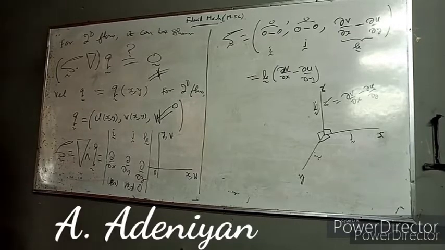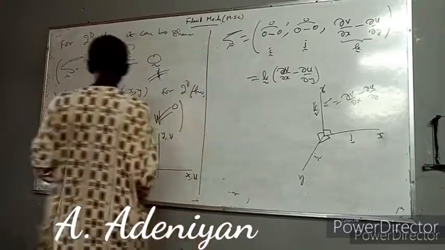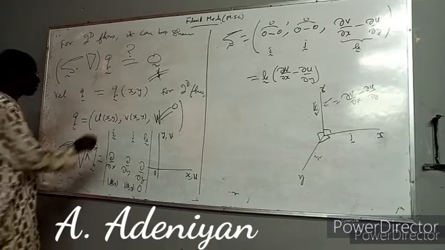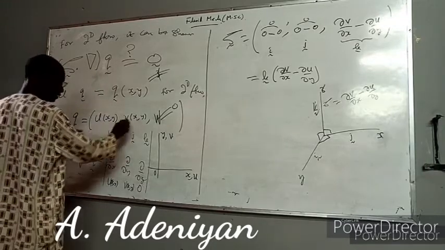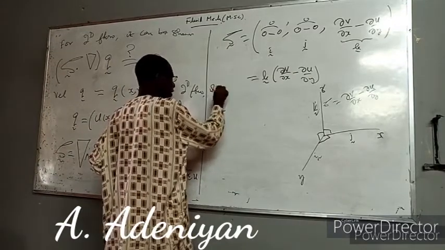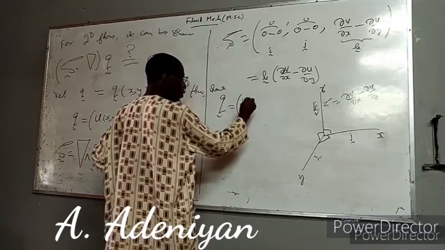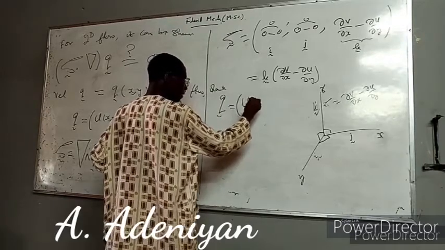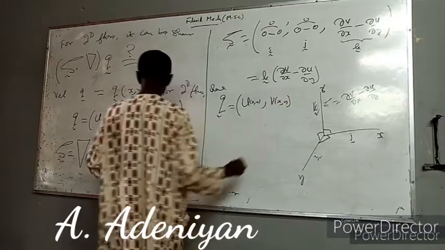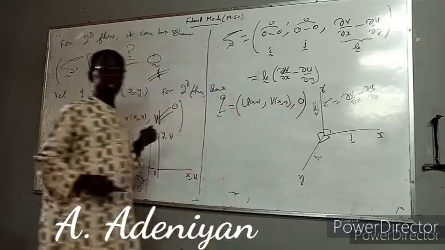What is this now? Now that this has been obtained, don't forget, I told you I want to show that this is 0. We have gotten this, but we know our Q. Our Q is this. Recall that Q, the velocity, has only two components, U involving x and y, and V also involving x and y. There is no component along W, it is 0. So that is the velocity.